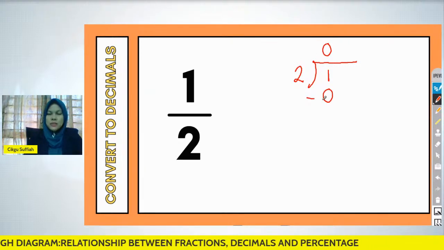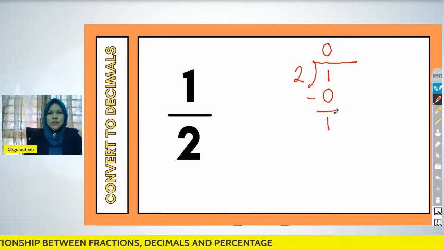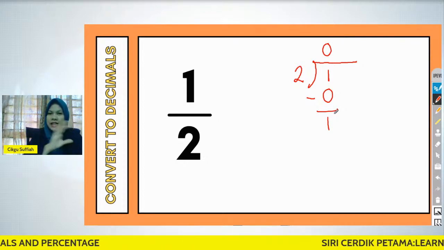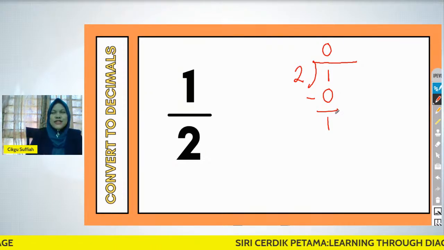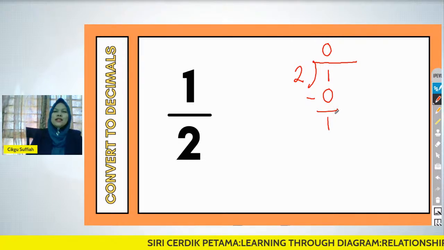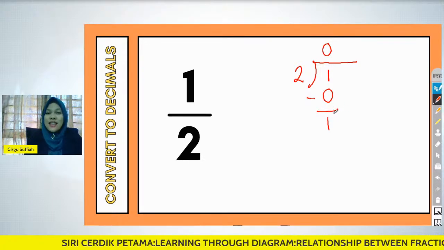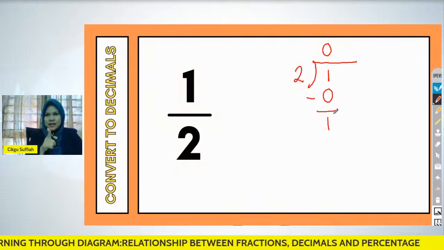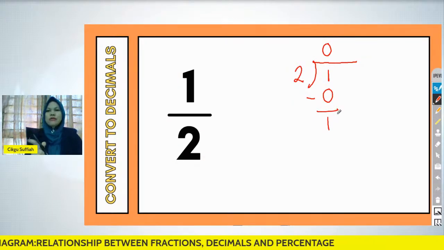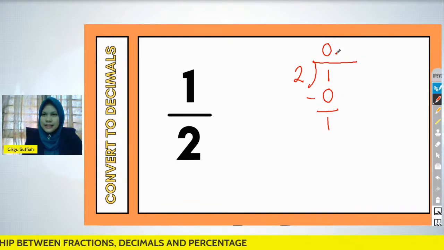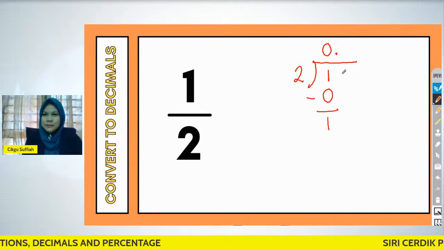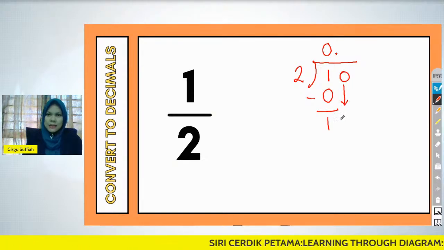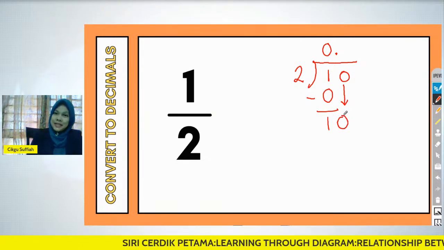So now we need to subtract here. Do you remember what your teacher said? When it comes to decimal, we cannot leave any remainder behind. So don't tell the teacher, teacher, I got 0 remainder 1. No such thing. Now we got 1 as the remainder. We need to proceed. But how? I put the decimal point here, add 0 here, and bring down the 0 here. So it becomes 10.